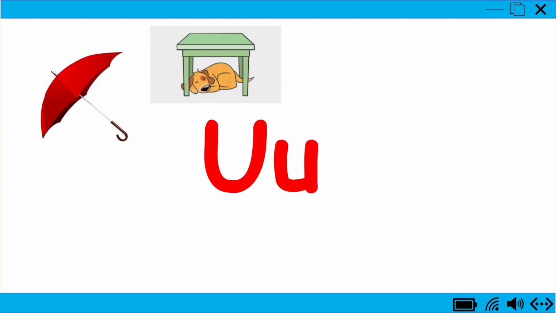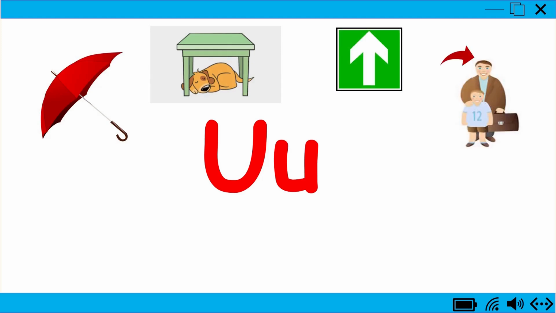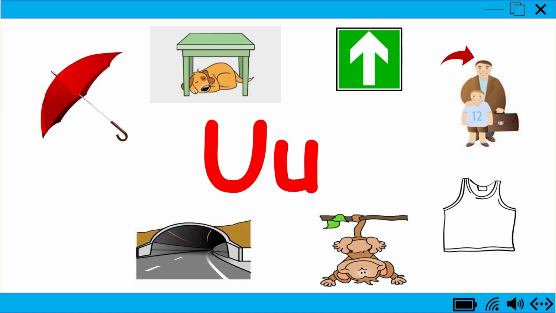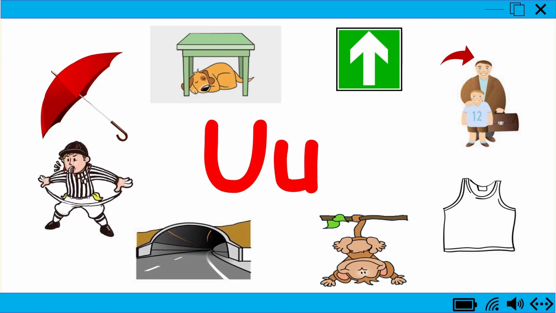Let's name the pictures that begin with the sound /u/: umbrella, under, up, uncle, undershirt, upside down, underpass, umpire. This time you're going to name the pictures alone without teacher. Remember, the sound of letter U is /u/. You start.